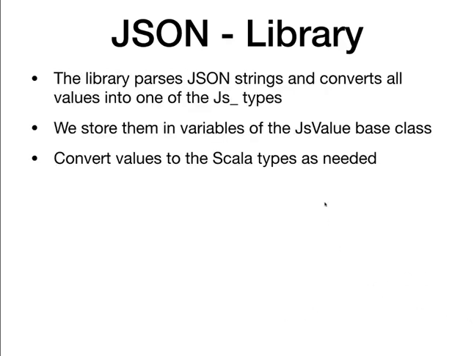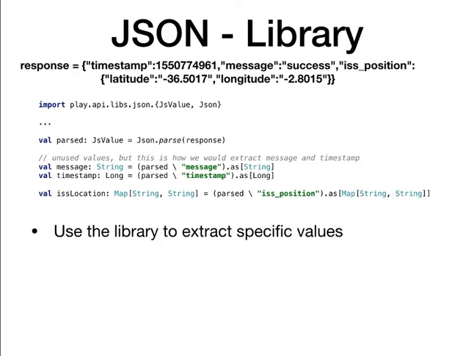So we have to get them as JSON values. And then from the JSON value, we'll do a little bit of manual work to be able to get them in the Scala values that we want. So you can see already this is a bit more work than Python and JavaScript had us do. So let's read some JSON.